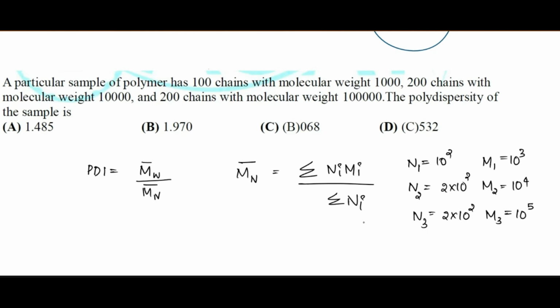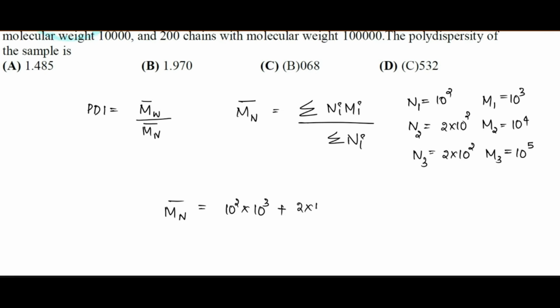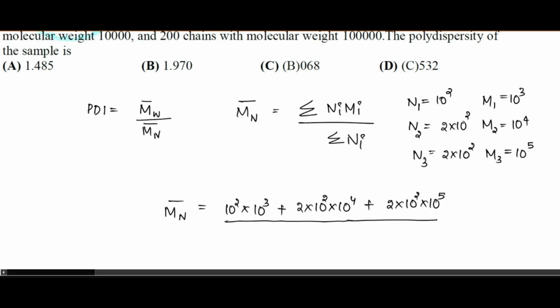So you'll plug in these values over here. So when you plug in, what are the values that you get? 10 to the power 2 into 10 to the power 3 plus 2 into 10 to the power 2 into 10 to the power 4 plus 2 into 10 to the power 2 into 10 to the power 5, divided by summation of Ni, which is 10 to the power 2 plus 2 into 10 to the power 2 plus 2 into 10 to the power 2.